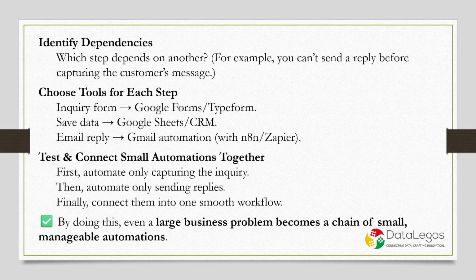Next, check dependencies. For example, you can't send a reply unless you've captured the inquiry. Then pick the right tools. Forms: Google Forms or Typeform. Data storage: Google Sheets or a CRM. Email replies: Gmail automations using N8N or Zapier. The trick is to test each small automation separately. First capture inquiries, then automate replies, and finally connect them together into one smooth workflow.